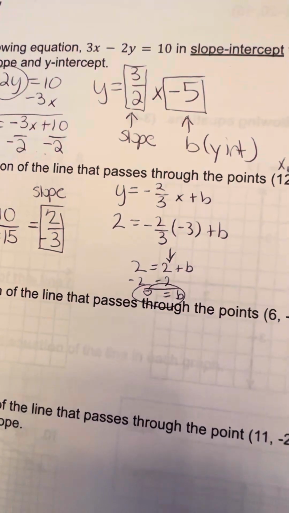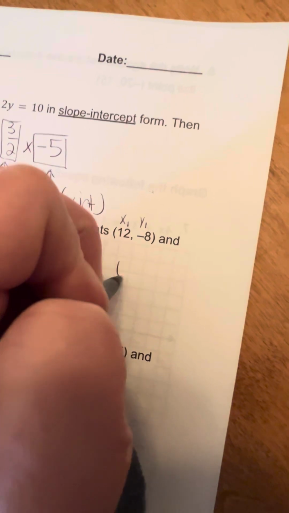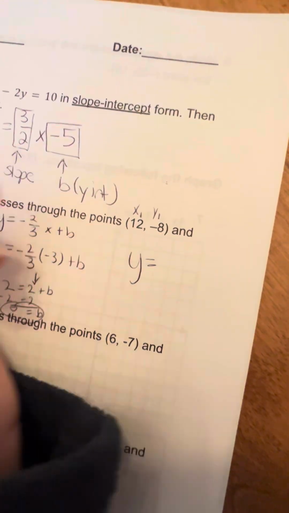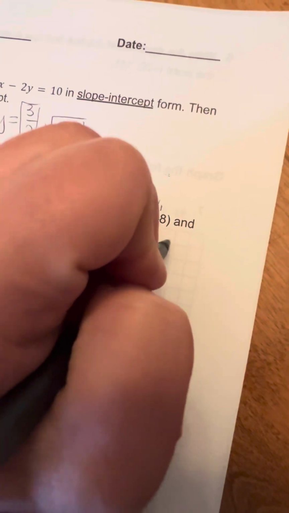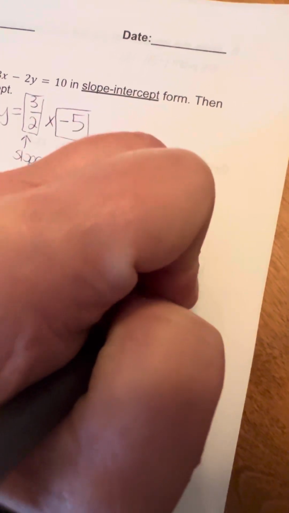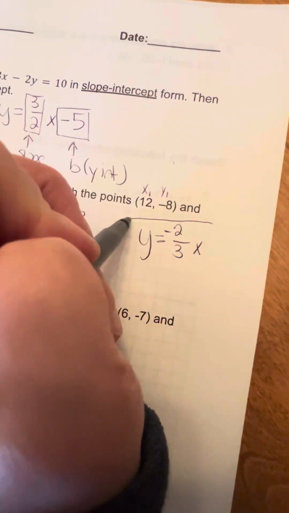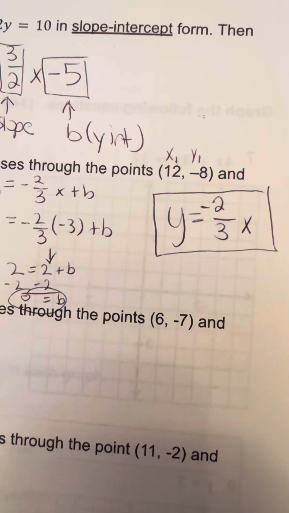And I don't need to put plus 0 because it's not necessary in an equation when you have a y-intercept of 0. So my finalized equation: y equals negative 2 over 3 x. Again, you could put plus 0, but that's not necessary in this problem. And there is your slope-intercept form.